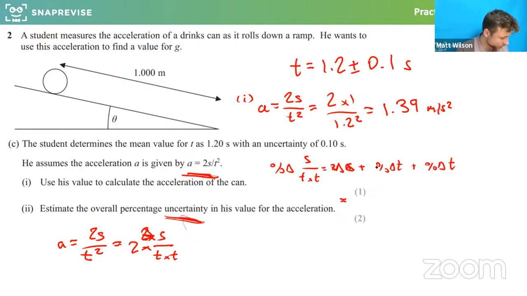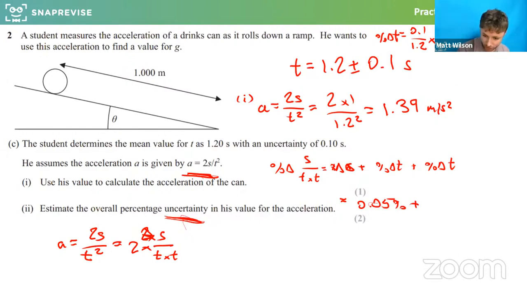So we were told that the percentage uncertainty in S, well, we figured that out in the previous part, it was 0.05%. The percentage uncertainty in T, we haven't calculated yet, but we can. The percentage uncertainty in T is equal to 0.1 divided by 1.2 multiplied by 100. That's absolute divided by the value times 100.